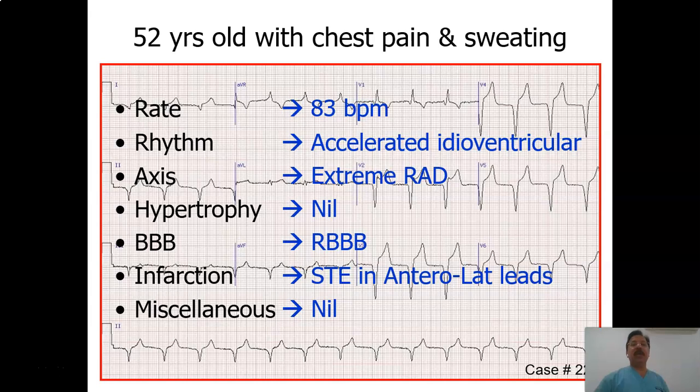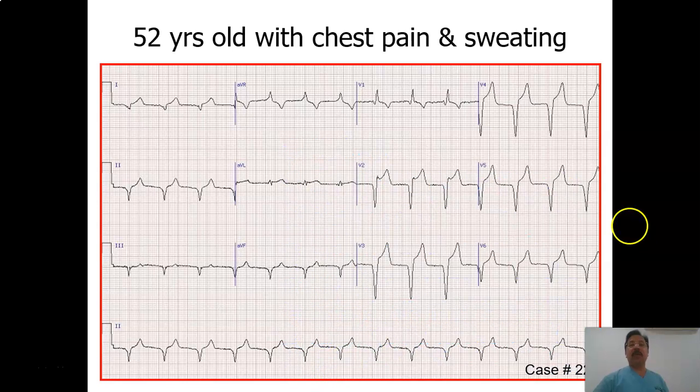And so this patient has acute, and there are Q waves as well. If you can see the Q waves in the anterolateral leads. So this is recent myocardial infarction, anterolateral myocardial infarction. So patient has chest pain and sweating.